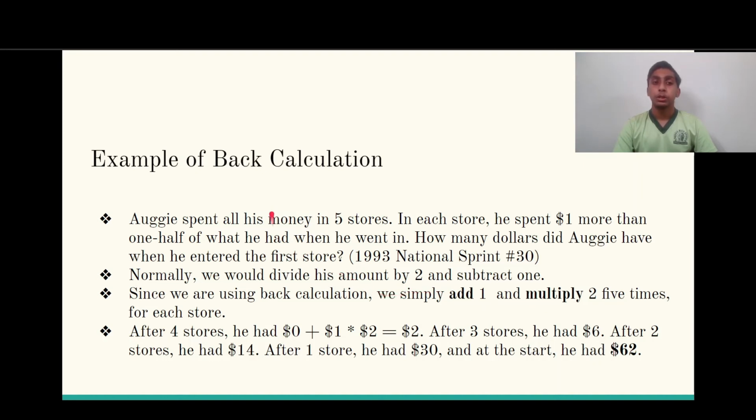So when Augie was losing his money, he was dividing and subtracting. So we're going to use addition and multiplication. After 5 stores, he has $0. After 4 stores, he's going to have $1 times $2, right? 0 plus 1 is 1. 1 times 2 is going to be $2.